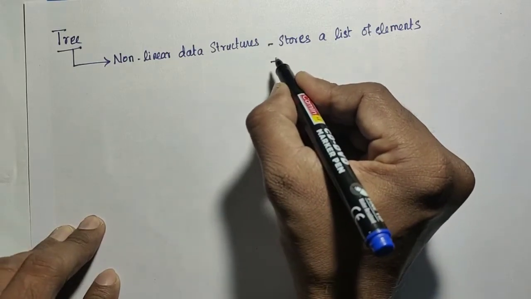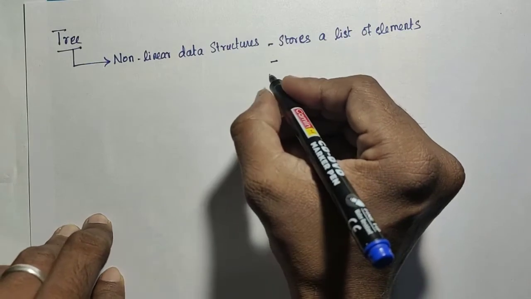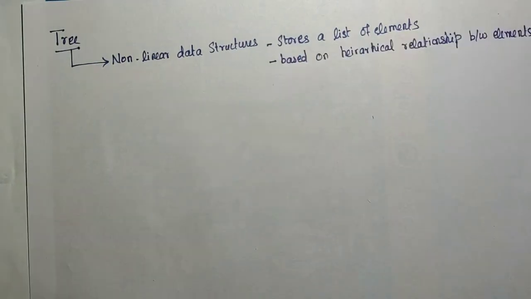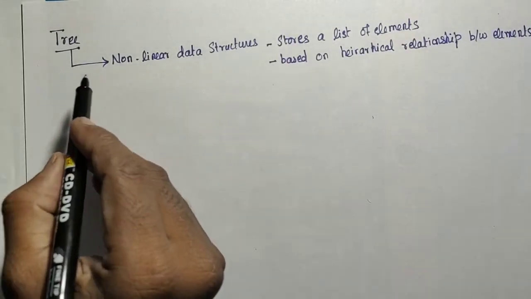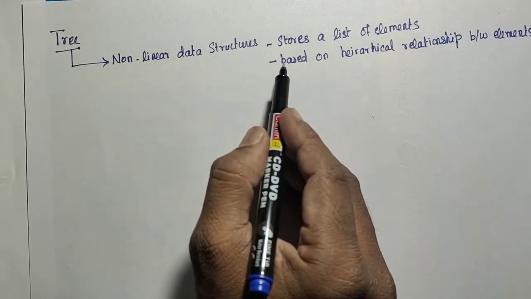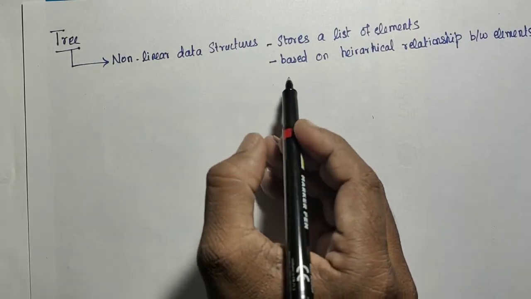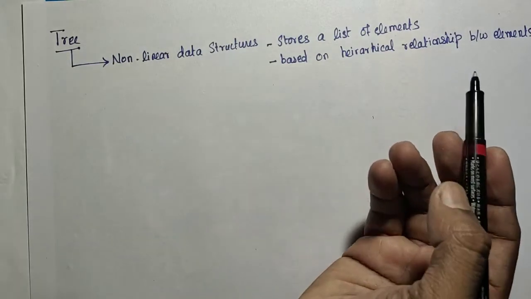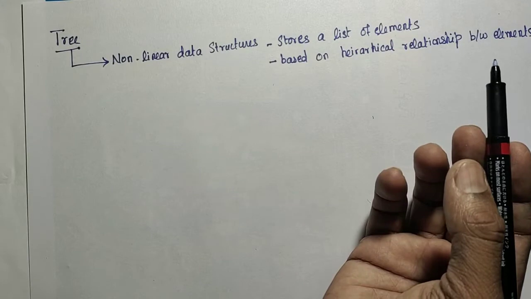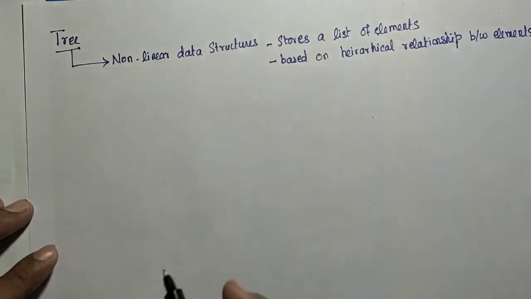So the elements are stored based on what? The hierarchical relationship between the elements. So the tree is a non-linear data structure which is used to store the list of elements. The elements are stored based on the hierarchical relationship between the elements. Next we are going to define the relationship between the elements.